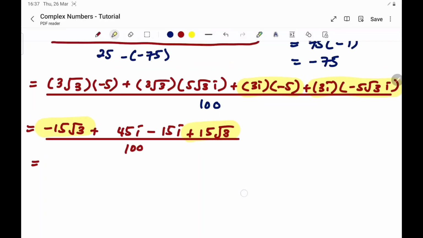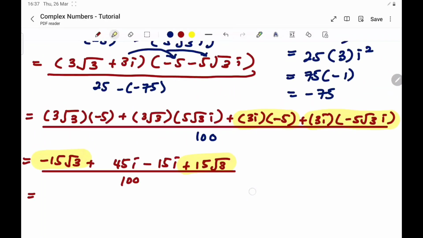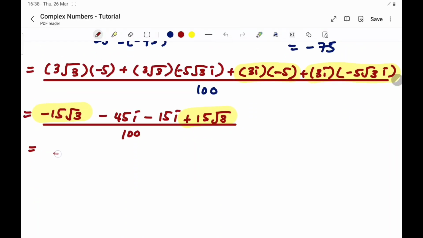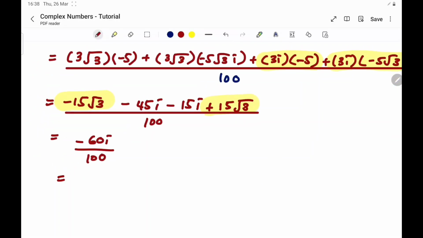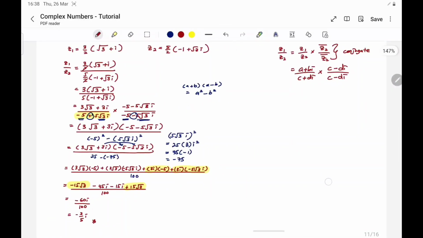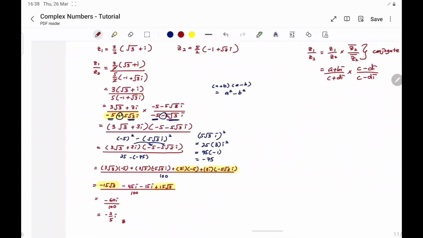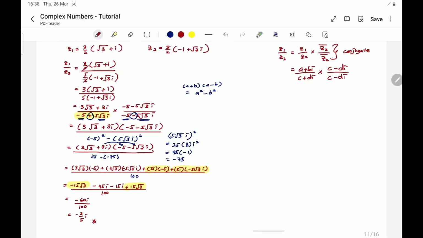And then here you have 45i. Wait, I think I made a mistake here. I forgot to put the negative sign here, so this one must be negative. You will get negative 60i divided by 100, and then you will get negative 3 over 5i. So this is your final answer for question 4. Okay, so that's it for part 1.